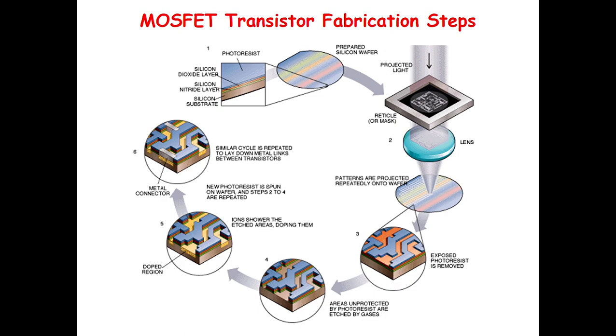Oxidation is the process of growing layers of silicon dioxide on the surface of the silicon wafer. Diffusion is the movement of impurity atoms at the surface of silicon into the bulk of the silicon, from higher concentration to lower concentration. Deposition is the means by which various metals are deposited on the silicon wafer. Etching is the process of selectively removing a layer of material.